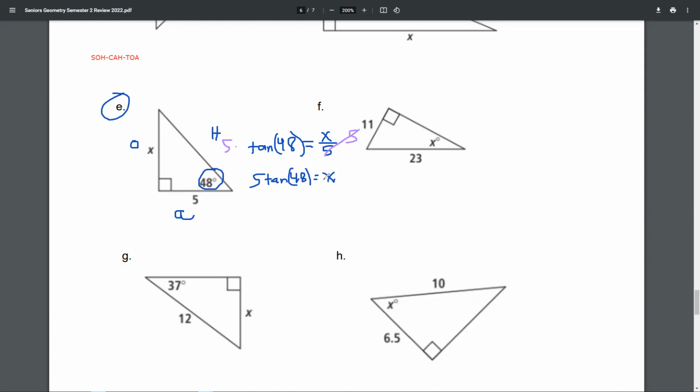5 tangent 48. And that gives me 5.6, approximately 5.6. And that makes sense because the 48 degrees is slightly larger than the other angle, which would be 42. And so this side should be a little bit bigger than this side.